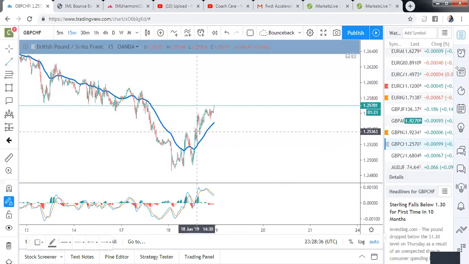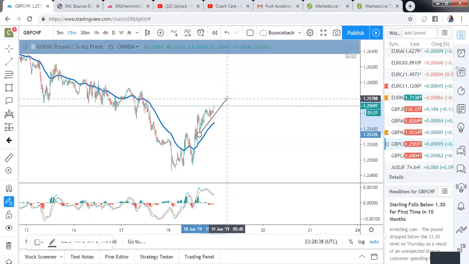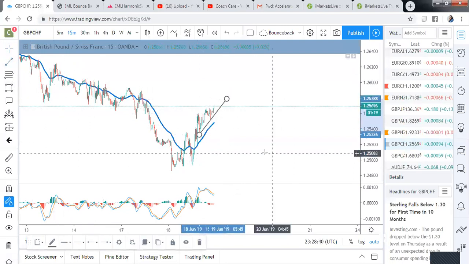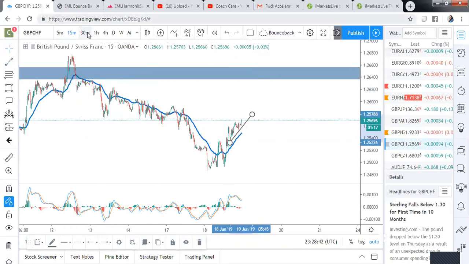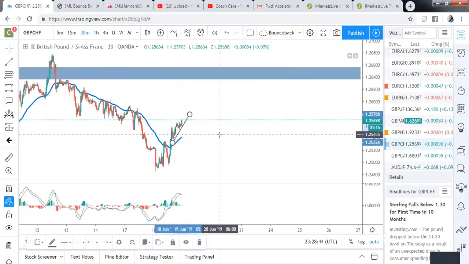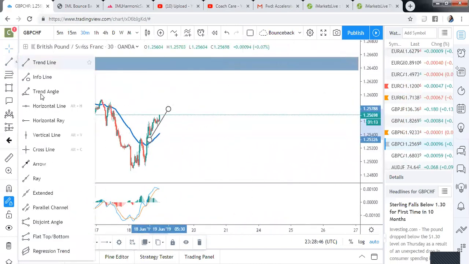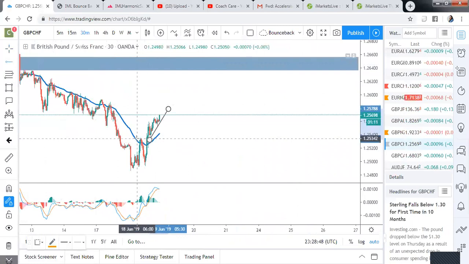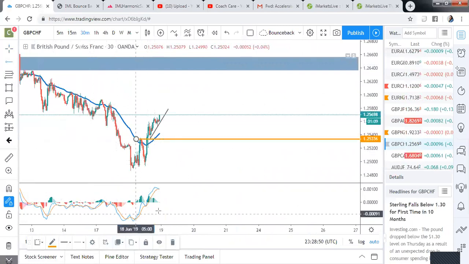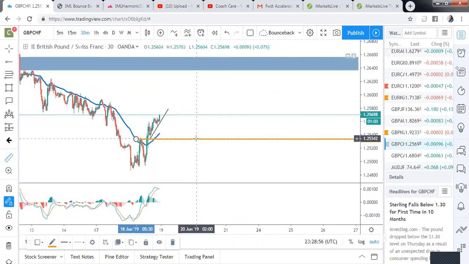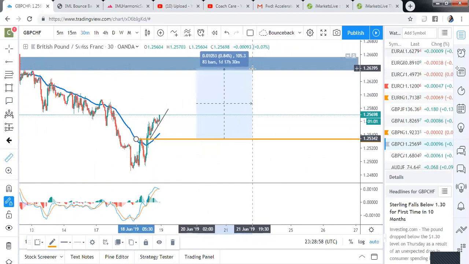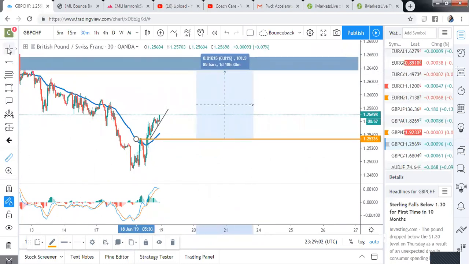So what you guys could do, wait for the pullback. Probably going to drop to around here. So you could just wait for it, and then we will get that continuation. So just let the trade come to you. A projection of 100 pips.